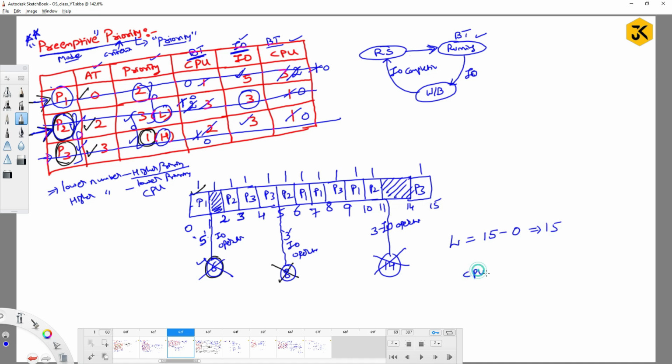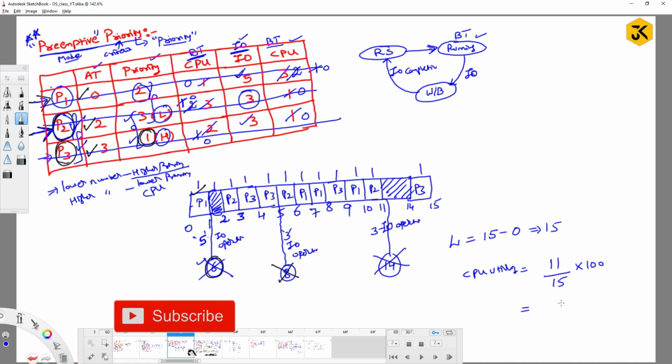What is the CPU utilization? CPU utilization will be out of 15 units, how many units are efficiently used? So this will be 1 unit, this will be 3, total 4 units. So 11 units are efficiently used. 11 by 15. So 11 by 15 means I can say 73.33% is the effective utilization of CPU. Right?